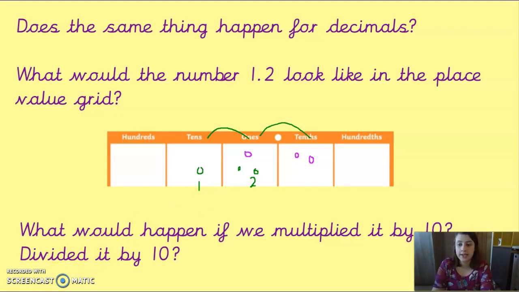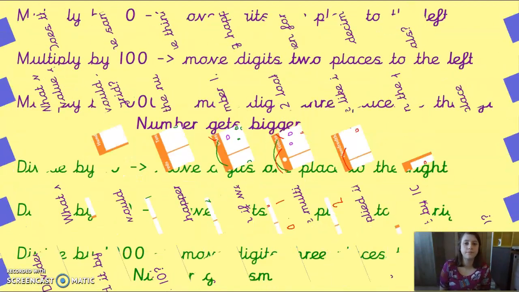Now, if we were to divide it by 10, I'm going to use my red pen. So everything needs to go one place value to the right. So my tenths become hundredths. So I'd put 2 hundredths there. And my ones become tenths. So I'd have my 1 there. So I'd have 0.12. So again, it doesn't work with adding the zeros or taking zeros away if we're working with decimal numbers. So hopefully that makes sense to you with our decimals.